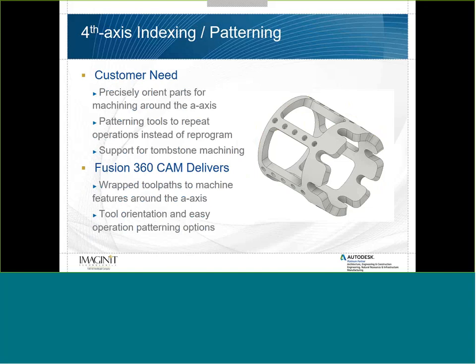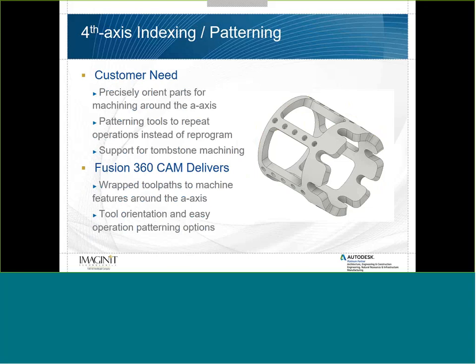All right, so the next thing we're going to talk about is our 4th axis indexing and some patterning that goes along with it. The customer need here is a need to precisely orient parts for machining around the A-axis, the X-axis of the model, so being able to rotate around that. We also have a need for patterning our operations, or patterning the tool to repeat the operation instead of reprogramming it. Obviously, you can see in this part that there's a lot of the same operation happening at different angles around the cylinder.